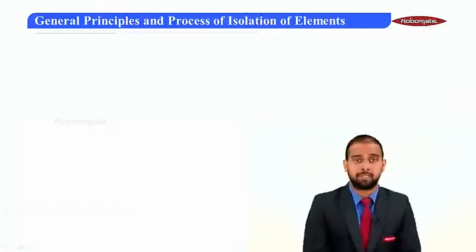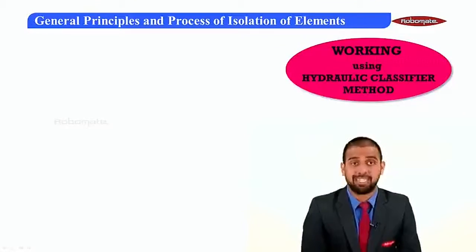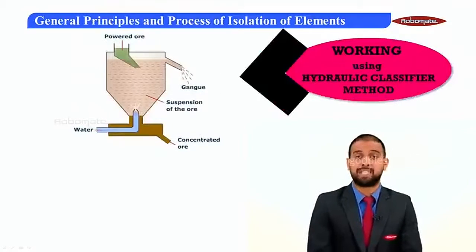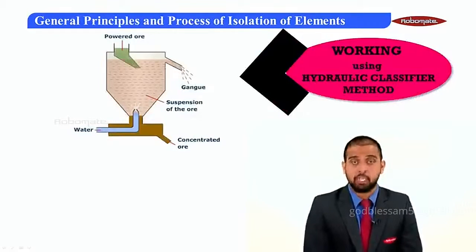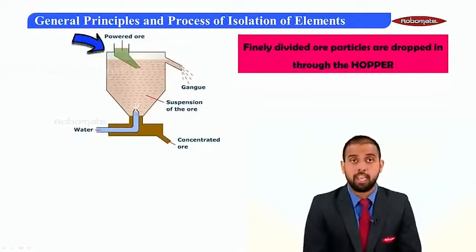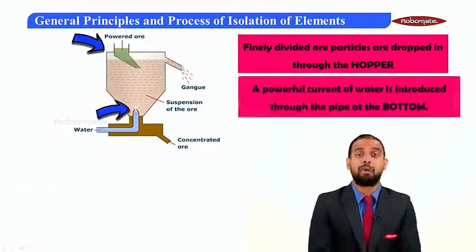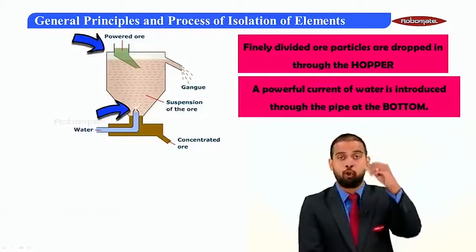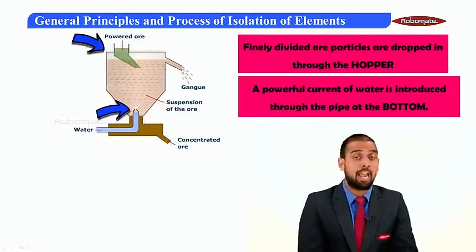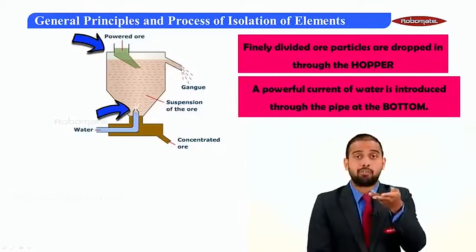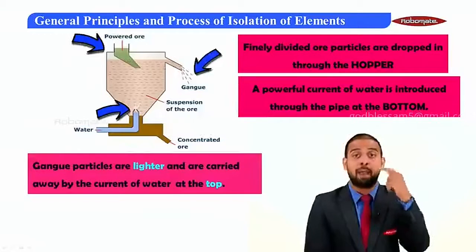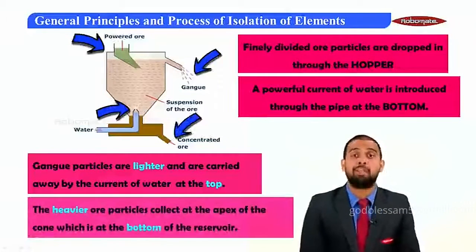This is the first method. The second method to carry out hydraulic washing is the hydraulic classifier, which looks like this. In this apparatus you can see there are two inlets and two outlets. We take the powdered ore and put it in from the upper opening, which is called the hopper, and then pass a running stream of water from the bottom. Because of this the ore gets uniformly mixed with water, and the flow of water should be continuous. The water will rise, carrying the lighter gangue particles, which can be removed from the upper outlet, whereas the concentrated ore can be removed from the bottom outlet.